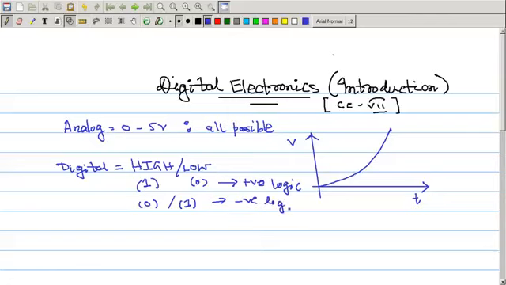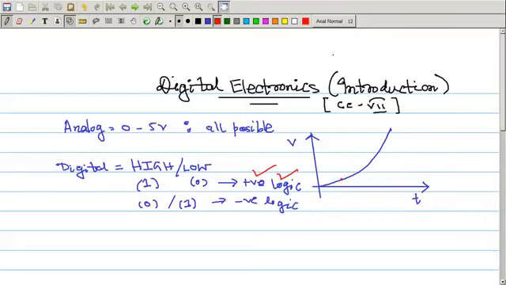My discussion will always be based on the positive logic, unless otherwise mentioned. If I do not mention anything, then I am always discussing the positive logic, that is, 1 is high and 0 is low. So this is what I mean by digital signal.